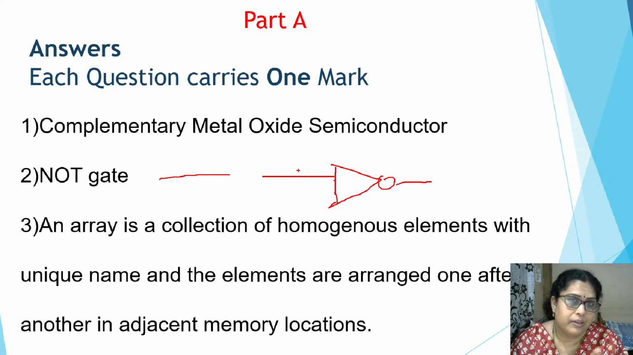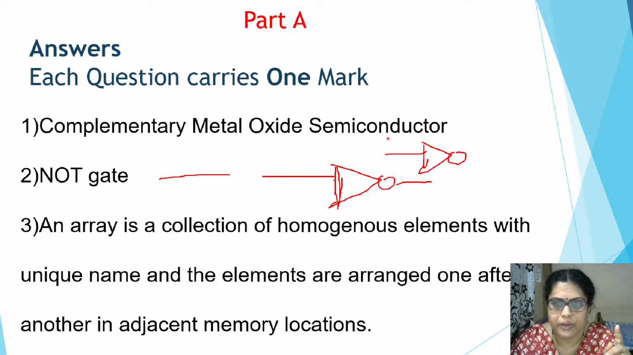One is, what is the symbol for NOT gate? Then you need to draw the symbol like this. Please draw it more neatly with a proper straight line. It's one line with a triangle and a bubble. This is the symbol for the NOT gate, and you have an output like this.